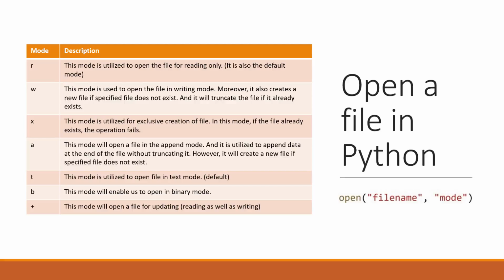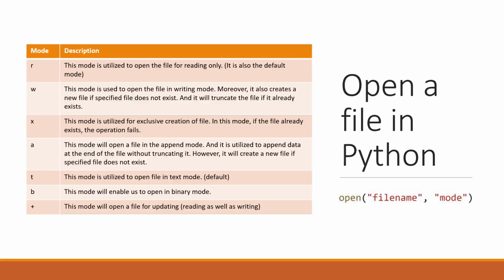Now after this, we have the binary mode. The character for the binary mode is B. This mode will enable us to open the file in a binary mode. And in the last, we have the plus mode. This mode will open a file for updating, so it enables us to read as well as write at the same time. So these were all the modes that we can utilize with this open function.